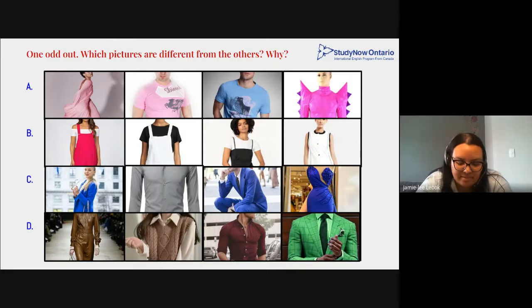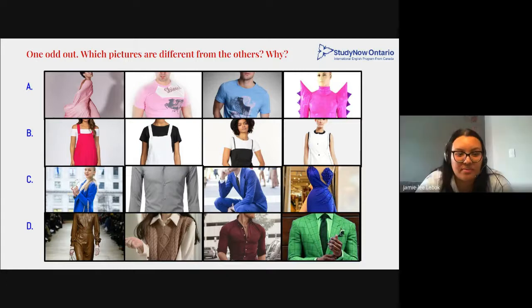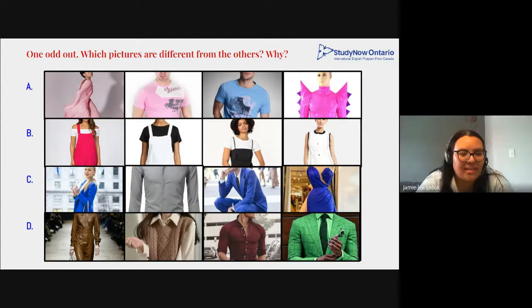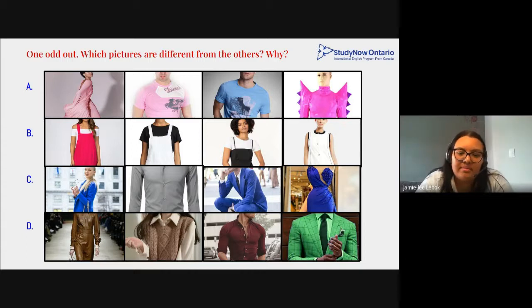And then D, Luon. Which one is different here? Picture four. The first one? Picture one? Yes. Why? It's a luxury dress, and the other pictures are not luxury. Yes, okay, could be. You could be right, or maybe it's D, the fourth one, because it's green and the others are neutral. But you could be right. Maybe that's luxury. Okay, very good.